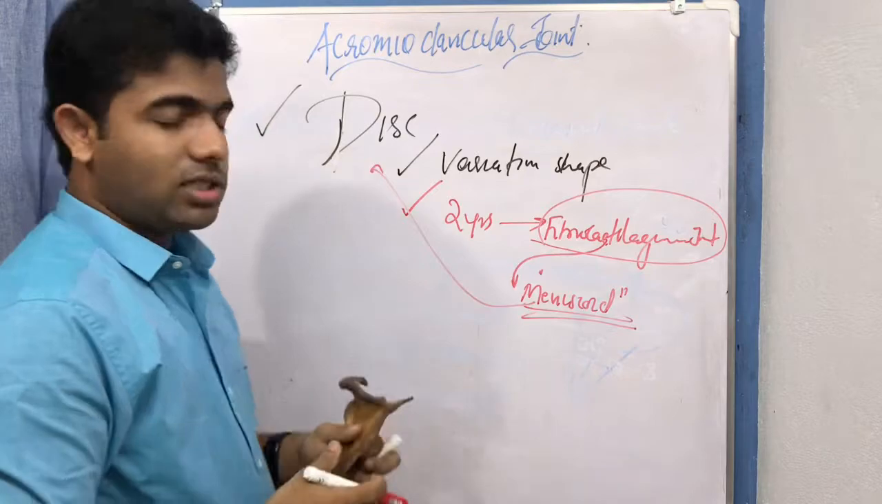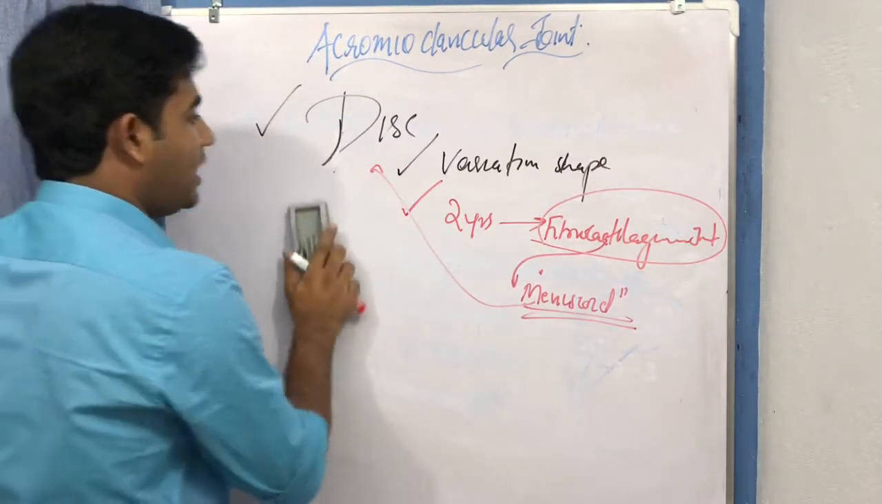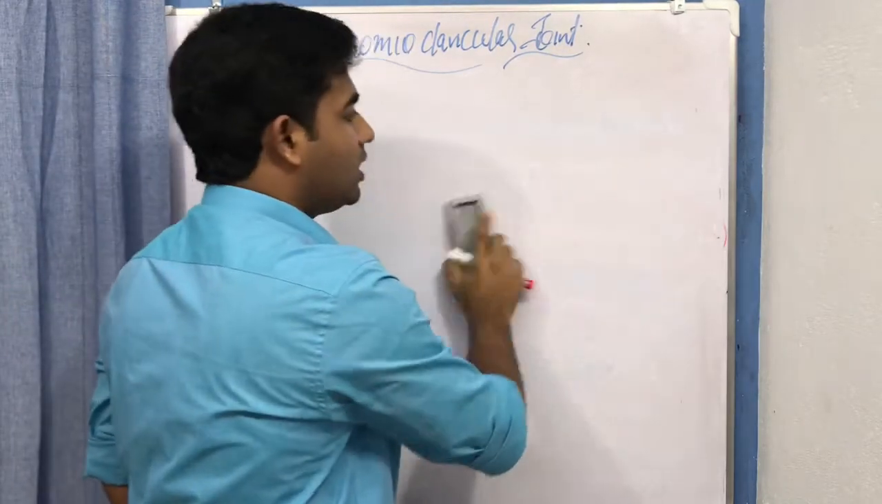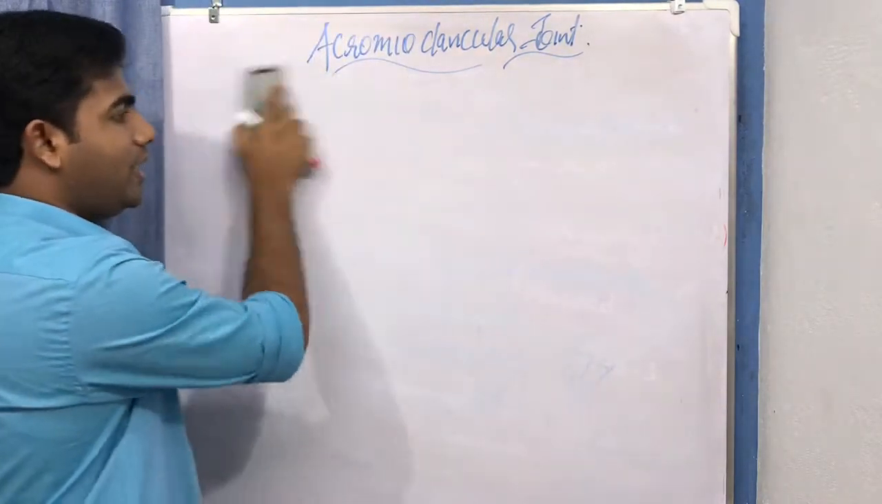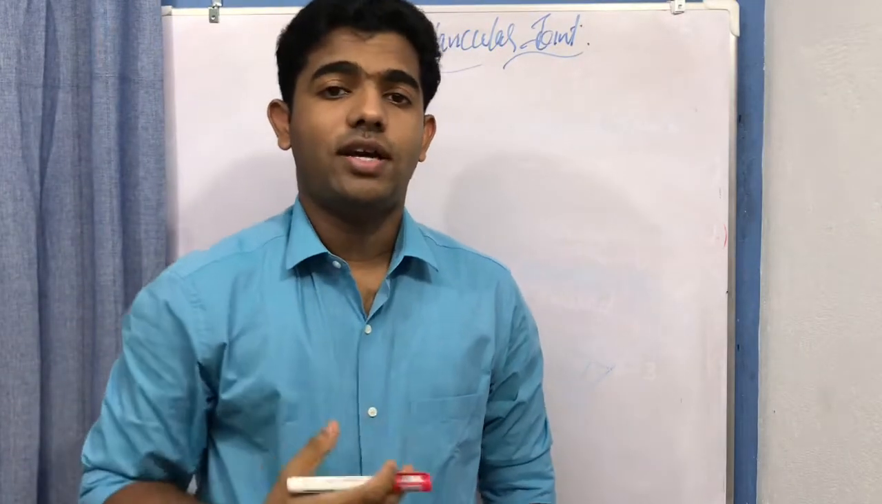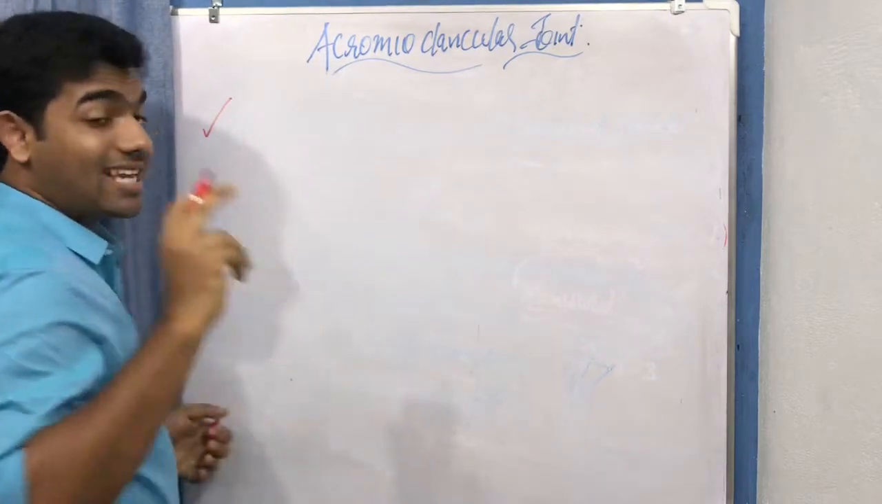That's all about the disc. It's not much relevant because it varies in shape between different individuals. When it varies in shape, the function of the disc also can vary, and it shows that it does not have a very serious functional significance. And now let us look into the other accessory structures.